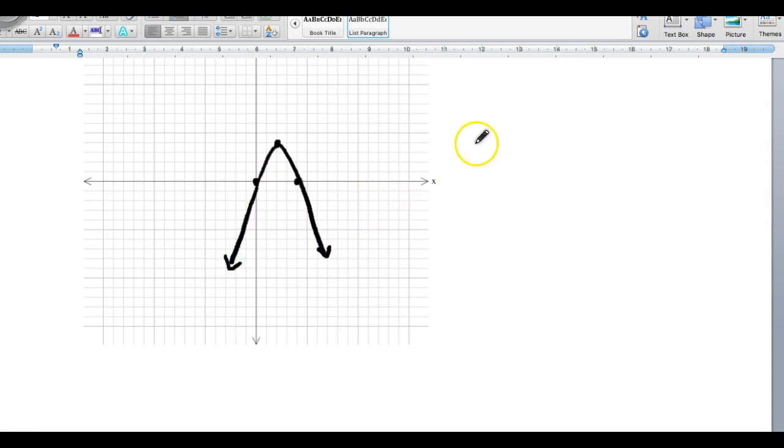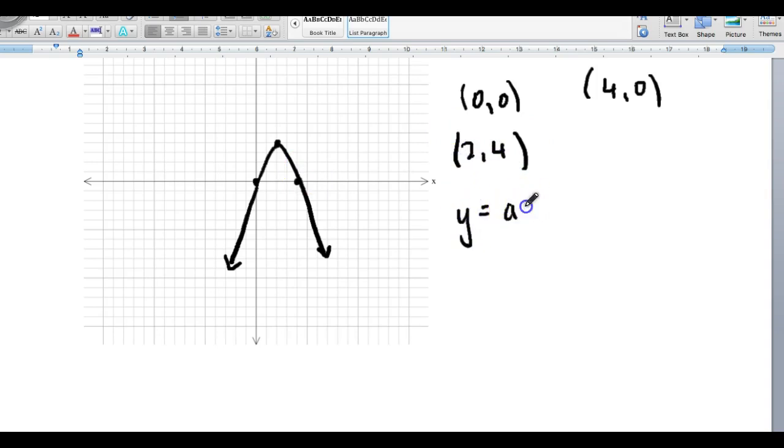Okay, oh, actually, now I realize what I did. I realize why I did this question, because I wanted you to see that other x-intercept. So that other x-intercept was 4, 0, and our turning point there is at 2, 4. So now we can get our equation. That's what I wanted to do. Sorry. Okay, what did we have?